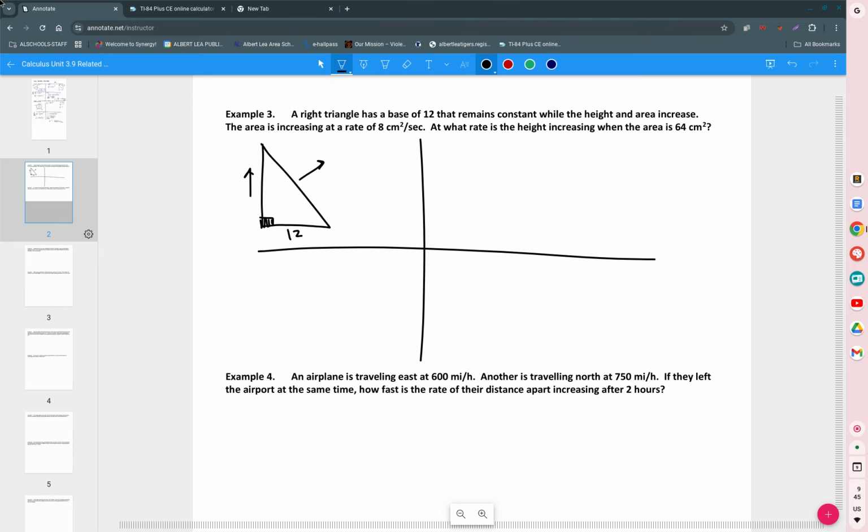So what formula should I write down? Area equals 1/2 base times height. Good. And what are some things that I know and what are some things I don't know? The base is 12. We do not know the rate at which the height is increasing, and we don't know the current height either. Which one are we looking for, h prime or h? We're looking for h prime, okay? That's really what we're looking for. But we don't know h right now. What else? There's 2 more things I want to write up there. A prime is 8, and area itself is equal to 64 at that time, right?